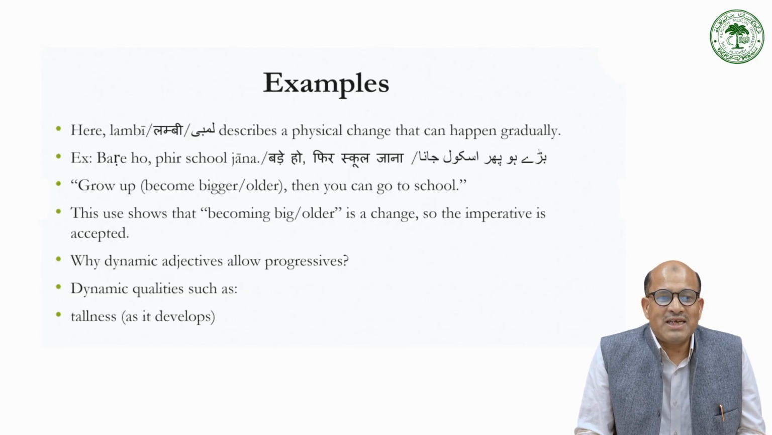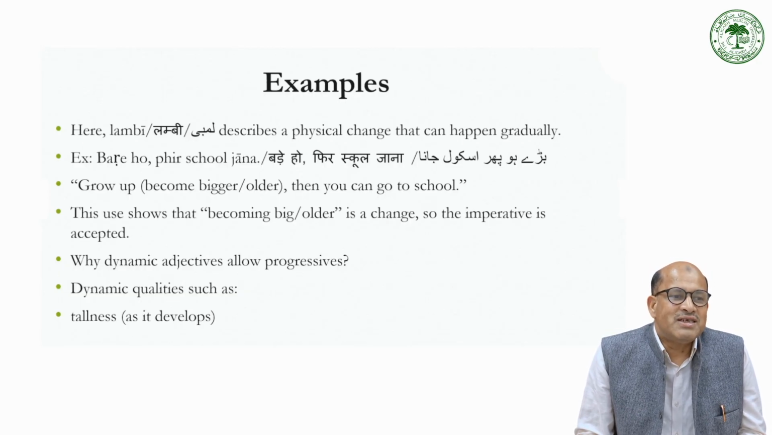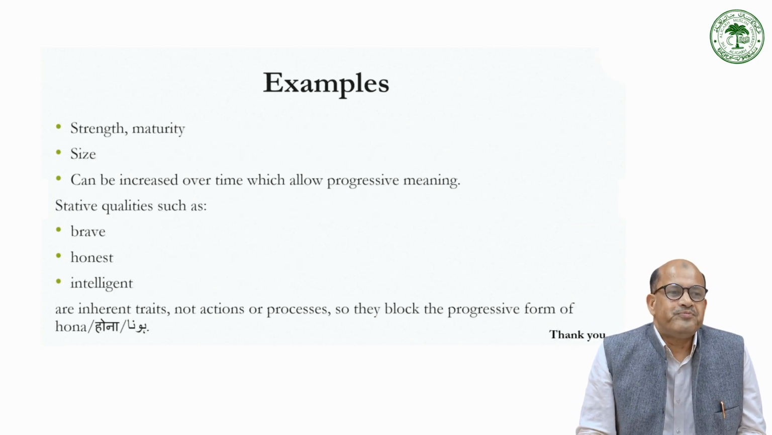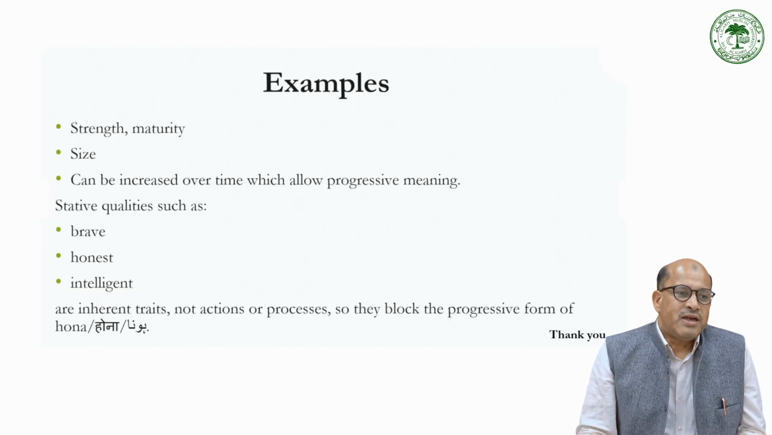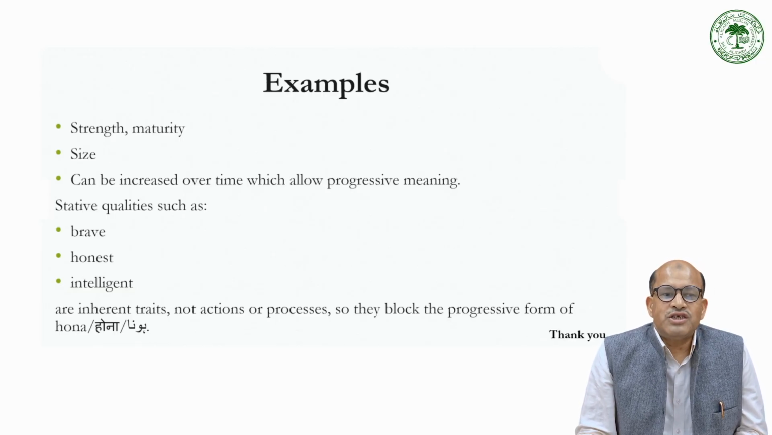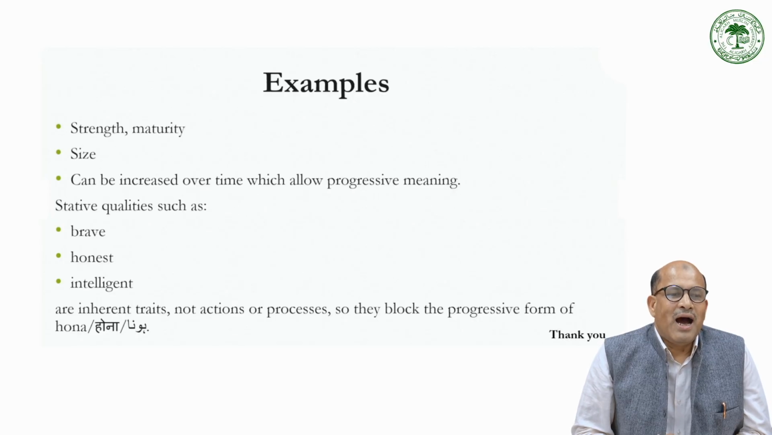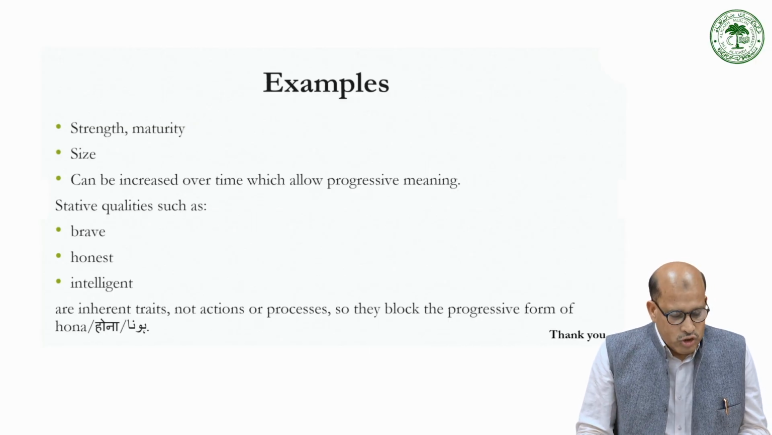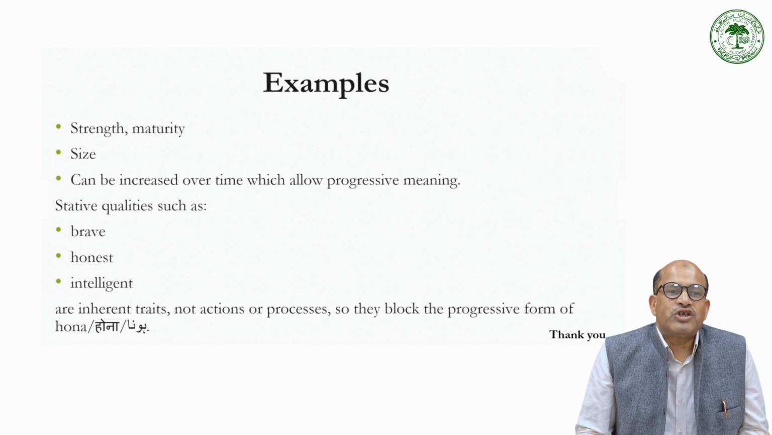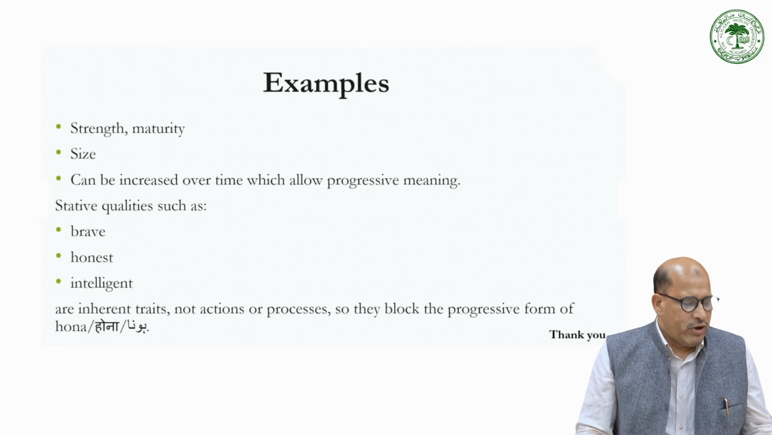Then why do dynamic adjectives allow progressive? So dynamic qualities such as tallness, as it develops, slowly becoming taller, strength, maturity, size can be increased over time, which allows progressive, meaning that stative qualities such as brave, honest, intelligent are inherent traits, not action or progress, so they block the progressive form of hona. So with this, I would like to stop here because with adjectives we have gone through this kind of structure.